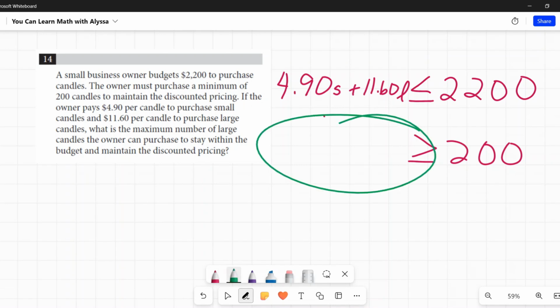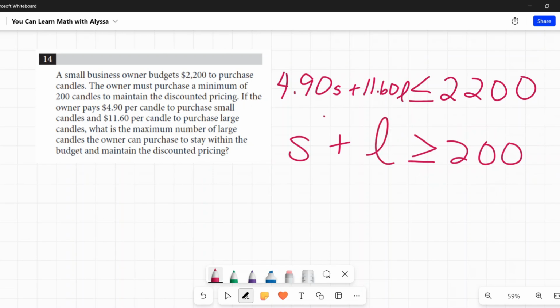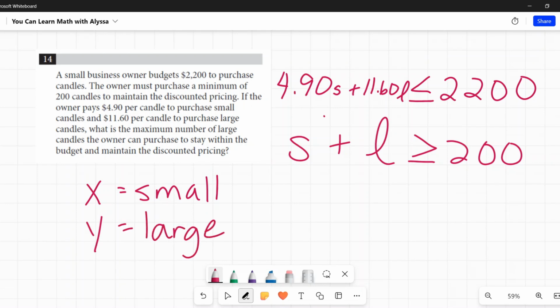As you notice, I haven't written down anything there yet. It is not explicitly said in this problem. We have to come up with this. What does this 200 represent? It represents the minimum number of candles he has to purchase. He is buying small and large candles. So the small and large candles together must be greater than or equal to 200. So S plus L must be greater than or equal to 200. Now I used S and L because small and large candles, but if we're going over to Desmos, I'm going to say that X represents the small candles and Y represents the large candles.